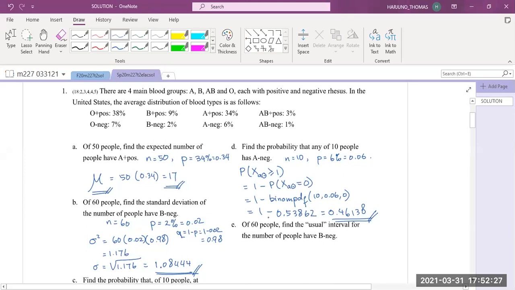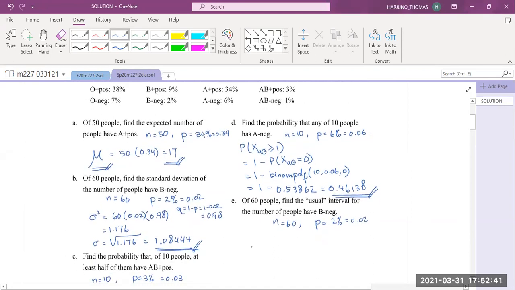Part E, of 60 people, find the usual interval for the number of people having B negative. The proportion of B negative is 2%. So the mean will be n times P. That's 1.2. And then the variance is 60 times 0.02 times 0.98. I somehow feel like, oh yeah, it happens to be the same as part B again. No, I didn't purposely do that though.